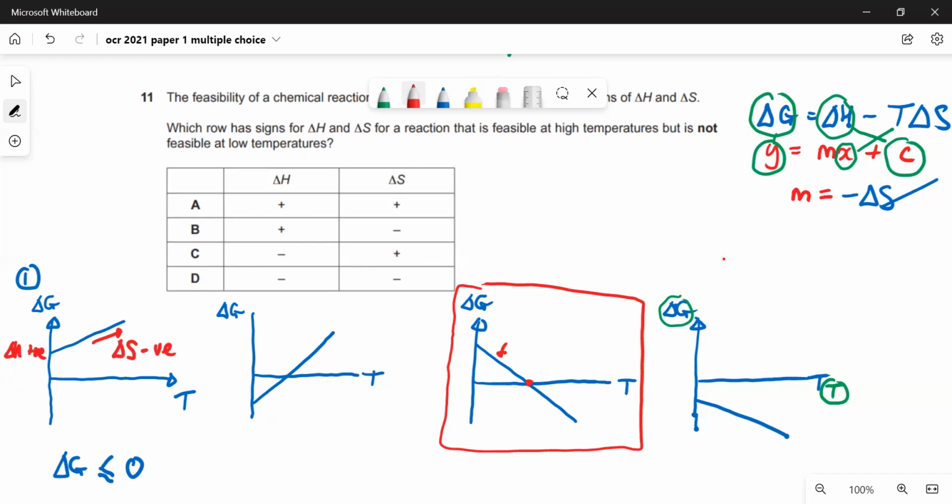So what can we say about that reaction? Well, we'll look at the intercept there. The intercept is positive, so delta H is positive. And look at the gradient of that line. Well, the gradient is negative, so that means delta S must be positive. So we want a positive delta H and a positive delta S. So A is our answer there.